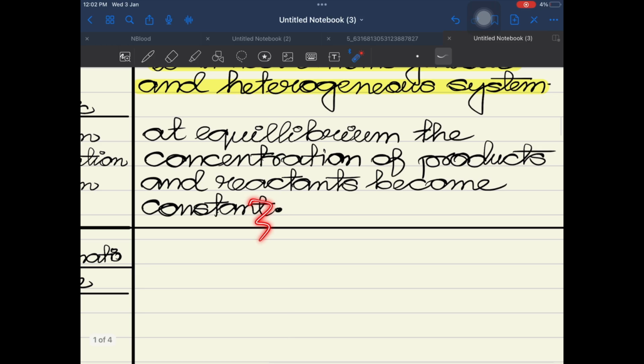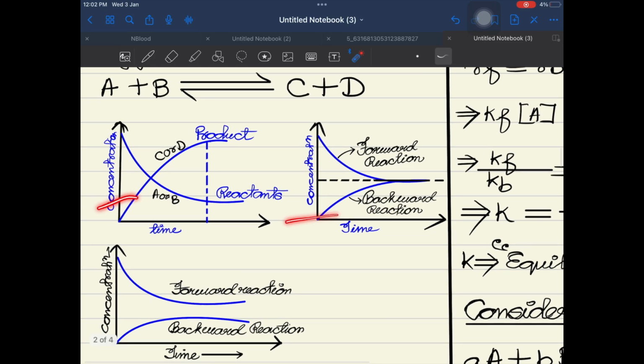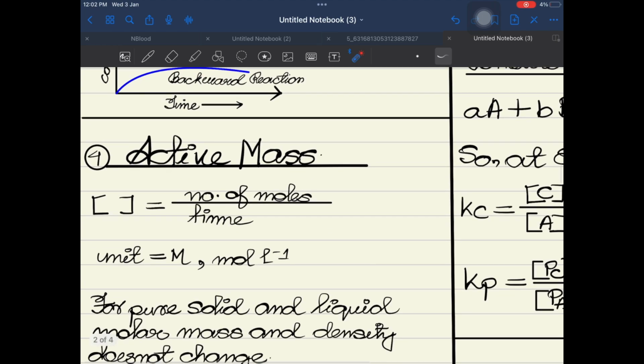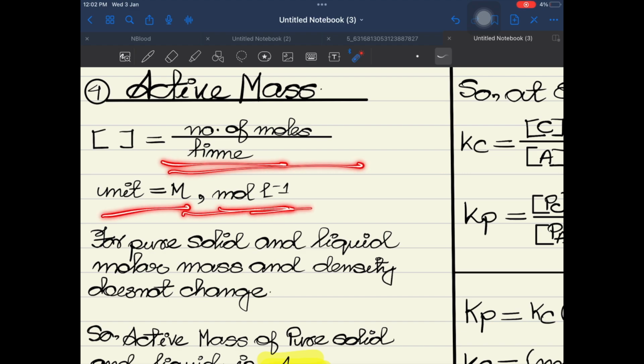For this I have drawn 3 graphs. You can see that in the first, second and third graph the concentration of product and reactant has become almost constant. Now the fourth point is active mass. Active mass is defined as number of moles per unit volume. The unit is mole per liter.